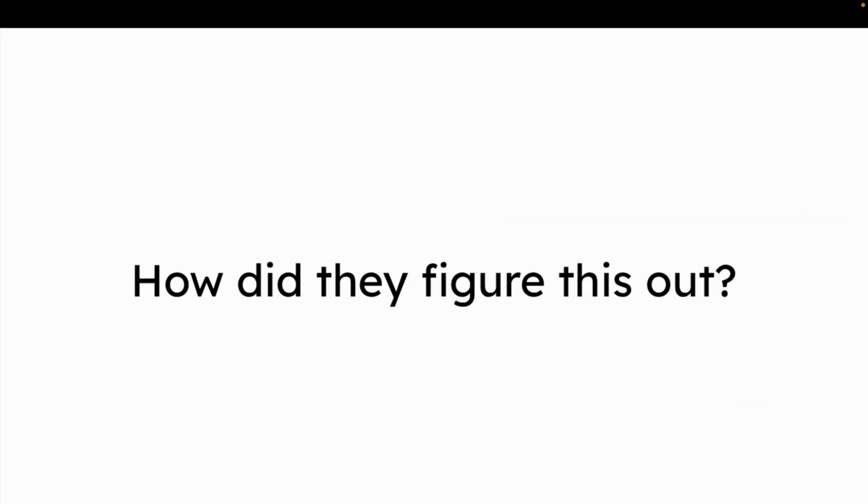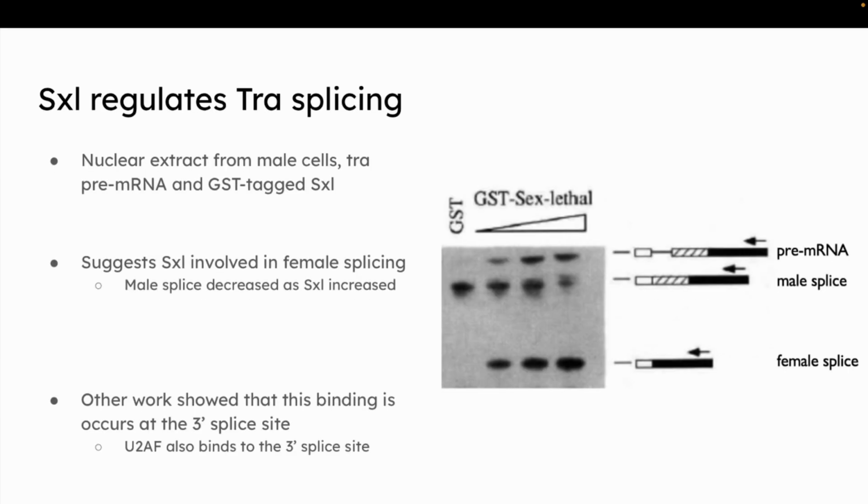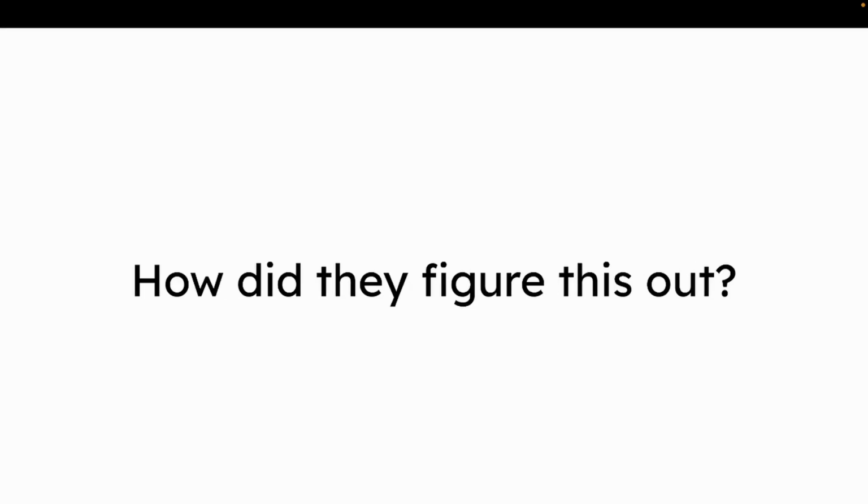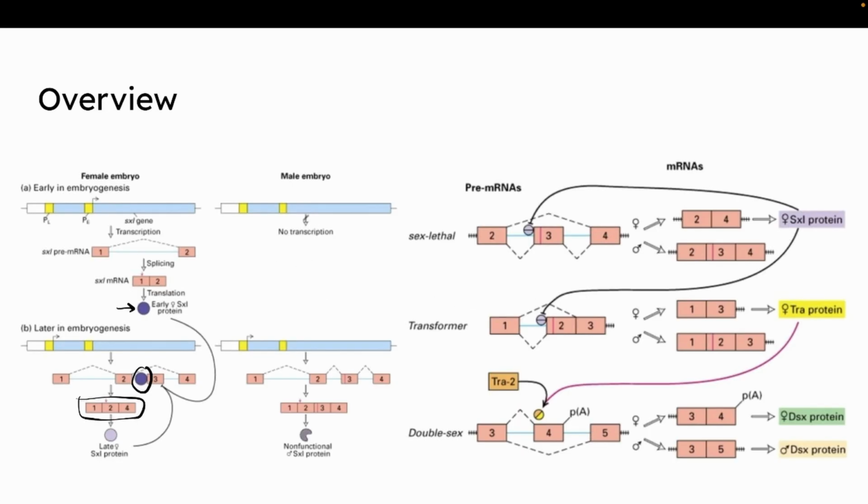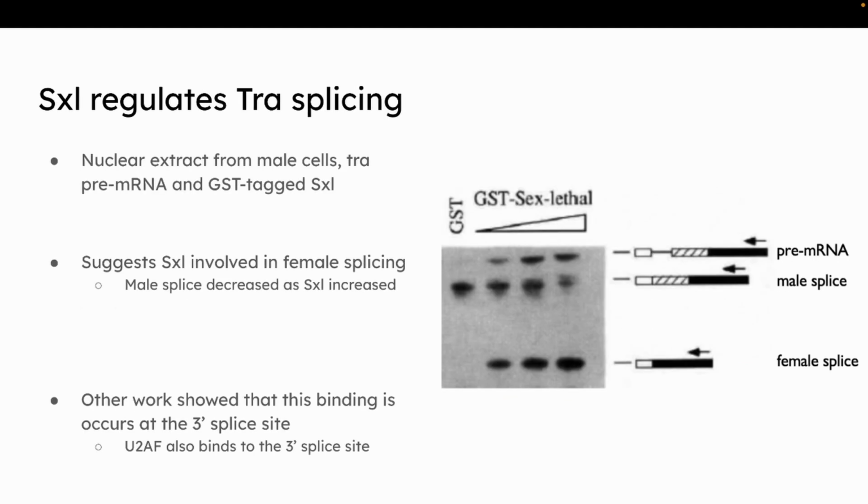But now I want to go over how they even figured this out in the first place, right? This is kind of wonky, right? Well, they obviously had these hypotheses, and so they wanted to test them in a lab setting. And first, they wanted to see if sex lethal regulates transformer. Remember, transformer was this gene here, right? And remember, in our model, double sex goes and represses splicing. And so we're trying to see if there's evidence for this model, right?